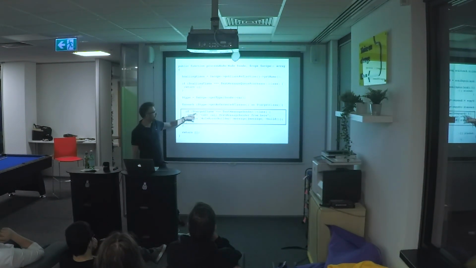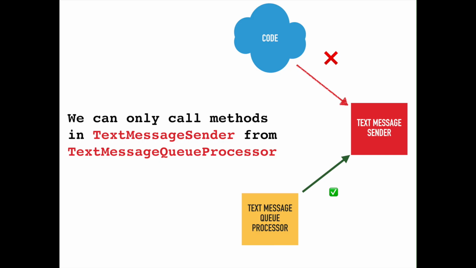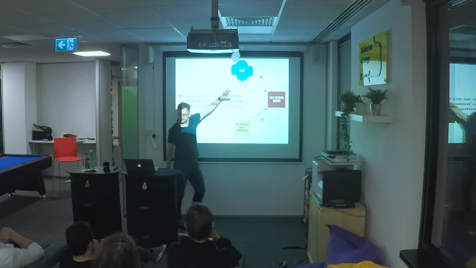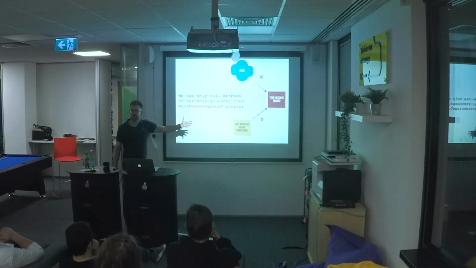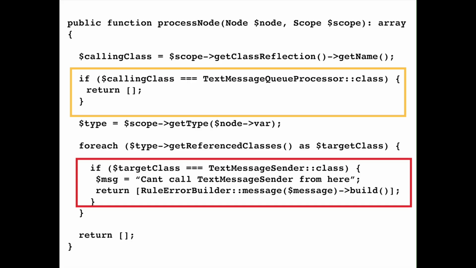And if it is, we're saying you can't call text message sender from here. And we're just going to return an error, okay? Because what it's saying is we are calling text message sender from this code here. So therefore, we've made an error. We violated our rule. And the reason we know that we're not in text message queue processor is because we've exited the loop earlier, okay?